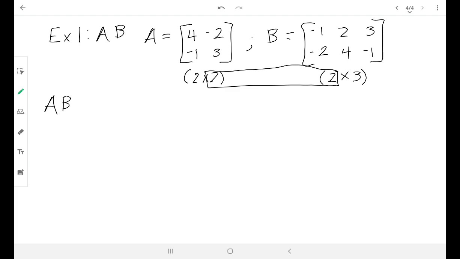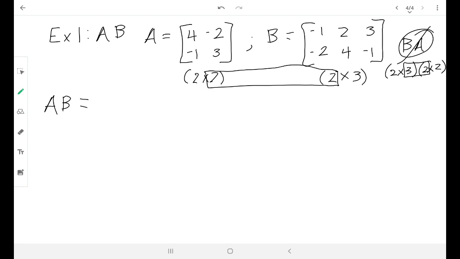Notice that we could not do B times A. I'd like to put a little side note here. B times A, not possible, because we'd be doing a 2 by 3 times a 2 by 2, and then the inner numbers would not be the same. So we can't do that, because you have to be able to multiply every element by something and add them all together between the two, and so that's why we need those inner numbers to be the same.